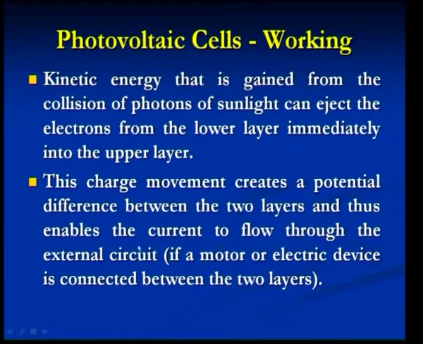This movement of charge from the lower layer to the upper layer creates a potential difference between the two layers, and thus enables the current to flow through the external circuit. When the electron is able to jump from one layer to the other, the electrons are available in the conduction layer very freely, able to move freely, which is nothing but the flow of charges or flow of electrons, and this is nothing but the current generated in the system. Hence, the electrons available at the top layer are available to move around in an external circuit.